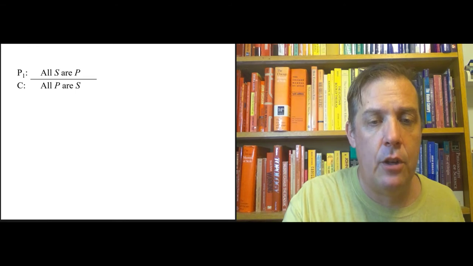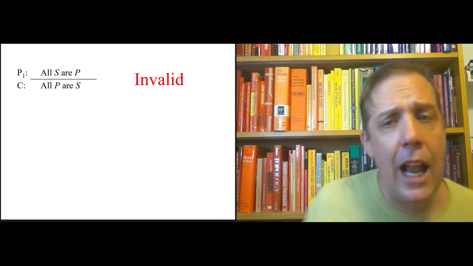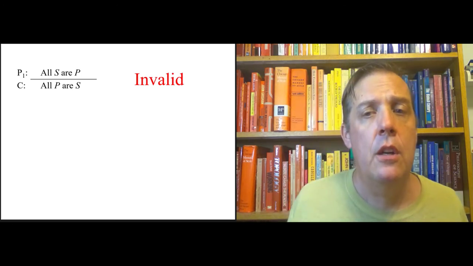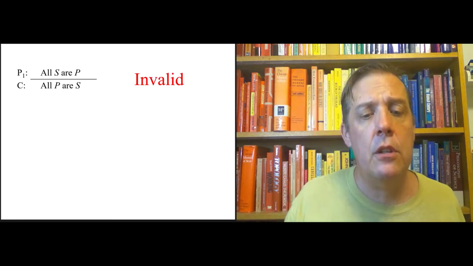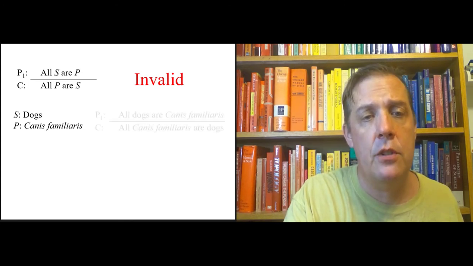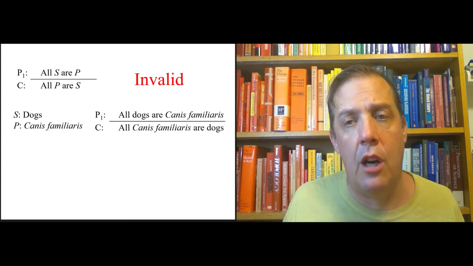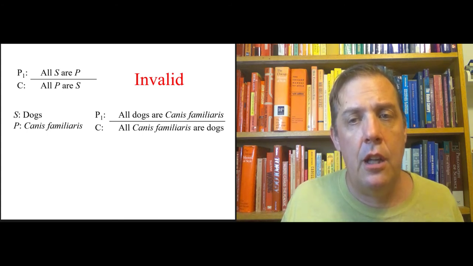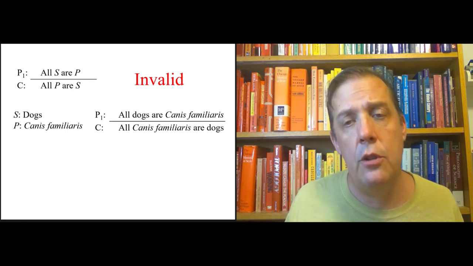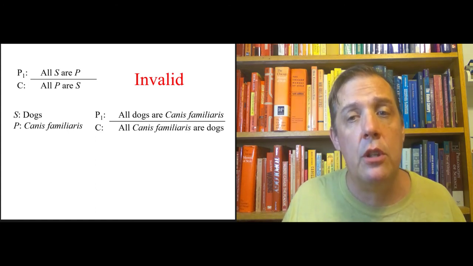This is an invalid argument. There we go. But we can actually make substitutions here that leave the premise and conclusion true. So if you say S is dogs and P is Canis familiaris, you'll have an argument that looks like this. Premise, all dogs are Canis familiaris. Conclusion, all Canis familiaris are dogs. True premise, true conclusion. That's fine. An invalid argument can have true premises and a true conclusion.